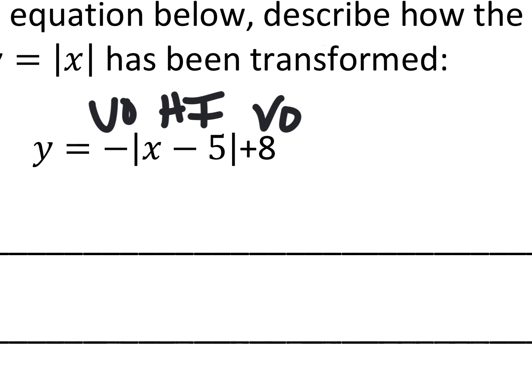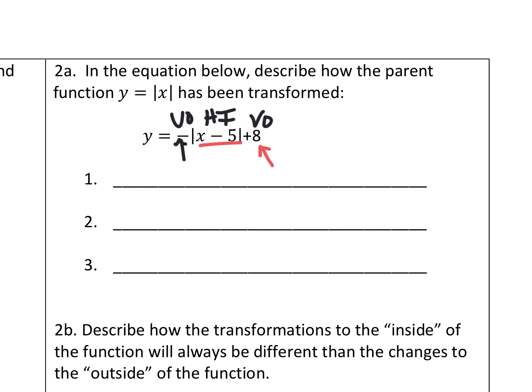So when they ask, what kind of a reflection is this? It's a vertical reflection because it's part of the outside. This is all on the inside, and so that's all horizontal stuff, like right or left. That's also on the outside. All right.